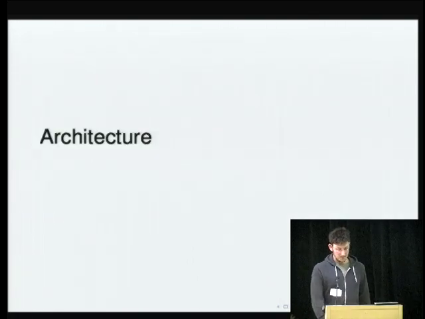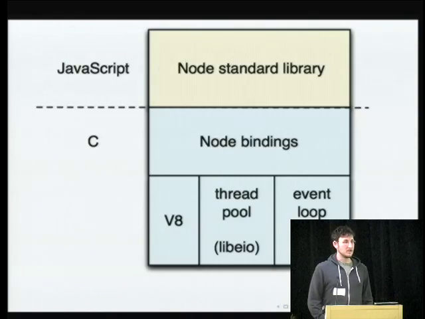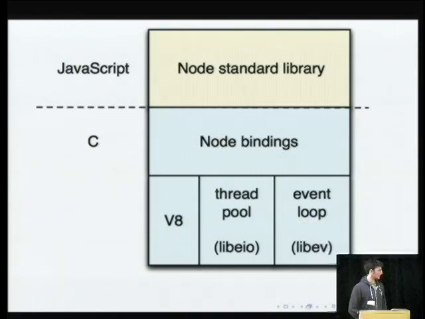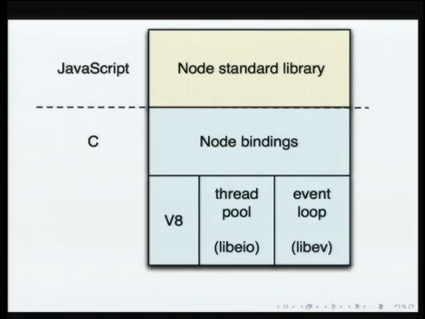So just quickly about the architecture of Node. Node is basically three things. It's V8 to interpret JavaScript. It's a thread pool to do file I/O or any other blocking system call.